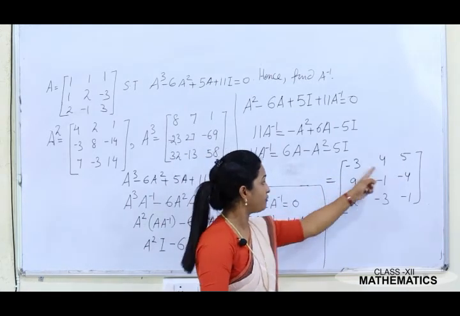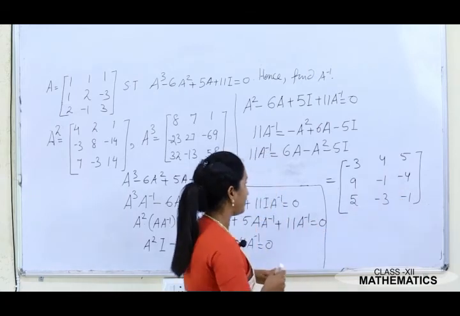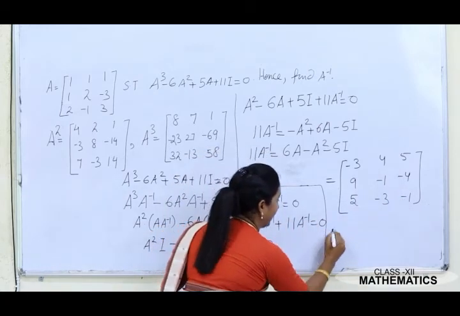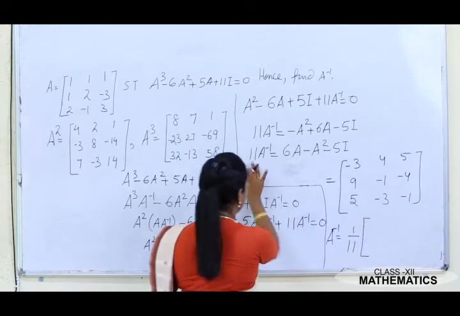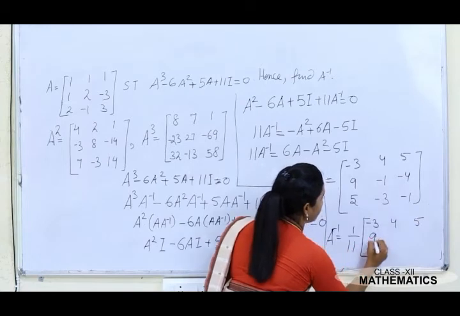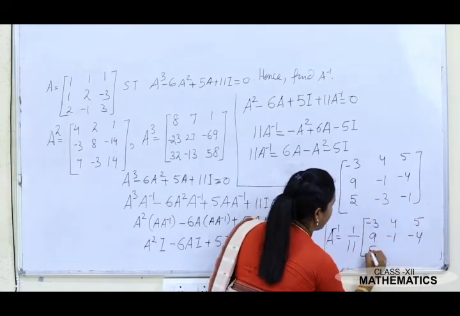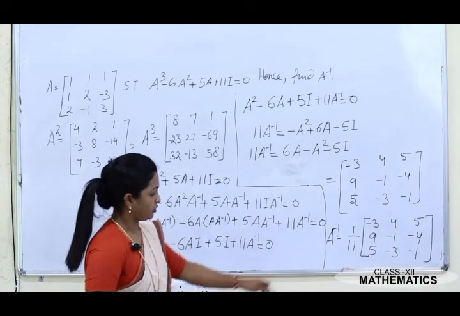Okay, minus 3, 4, 5, 9, minus 1, minus 4, 5, minus 3, minus 11. Now what will you do? A inverse will finally be 1 by 11 into, because it was 11 A inverse, minus 3, 4, 5, 9, minus 1, minus 4 and 5, minus 3, minus 1. So this is the answer you got for A inverse.